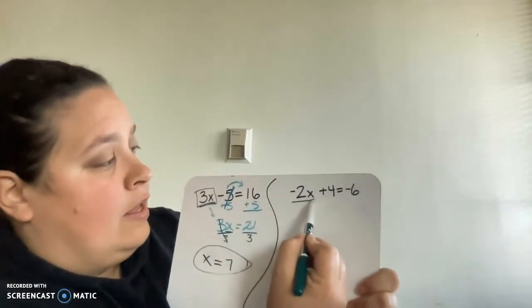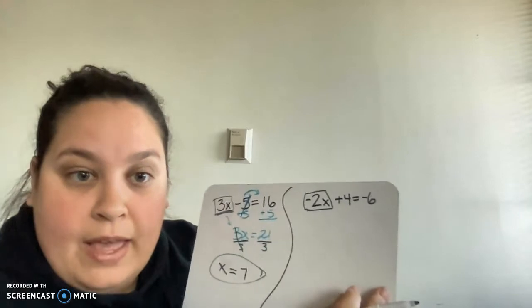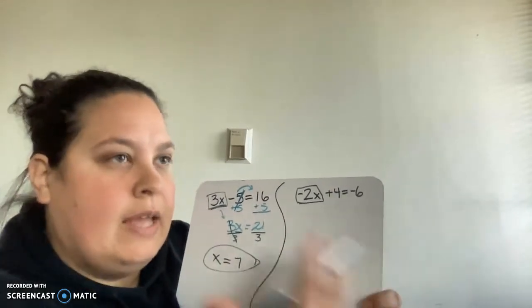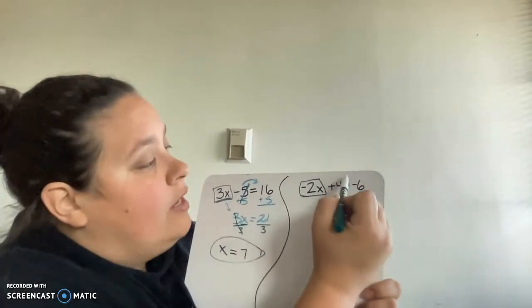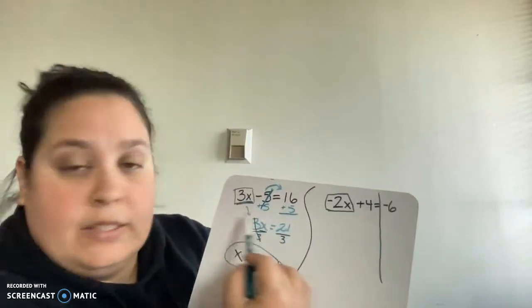So again, I want my x by itself. So notice I'm circling or boxing my x. That just helps me say, like, that's by itself. A lot of times, also, some people get confused as to when to switch the signs.